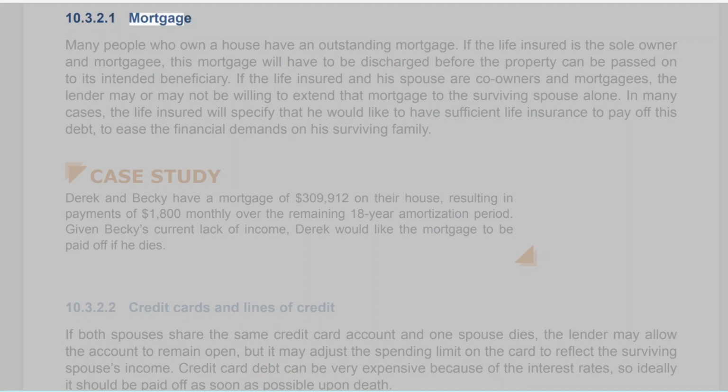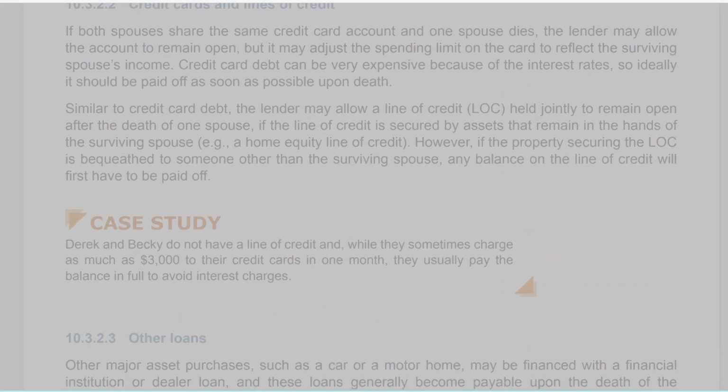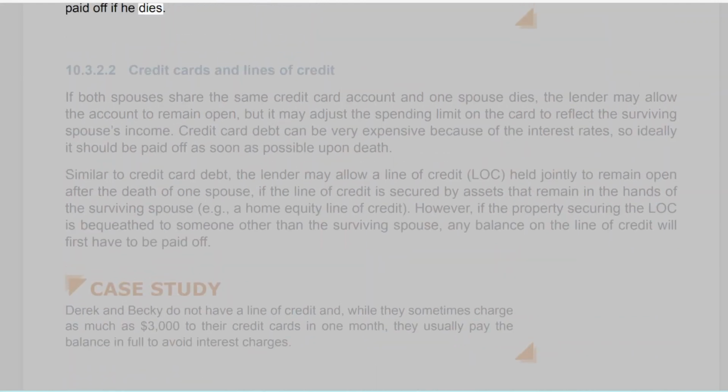10.3.2.1 Mortgage. Many people who own a house have an outstanding mortgage. If the life insured is the sole owner and mortgagee, this mortgage will have to be discharged before the property can be passed on to its intended beneficiary. If the life insured and his spouse are co-owners and mortgagees, the lender may or may not be willing to extend that mortgage to the surviving spouse alone. In many cases, the life insured will specify that he would like to have sufficient life insurance to pay off this debt, to ease the financial demands on his surviving family, if he dies.